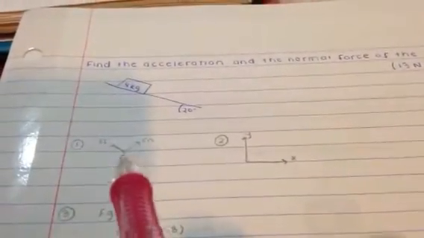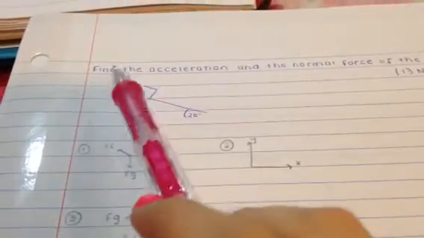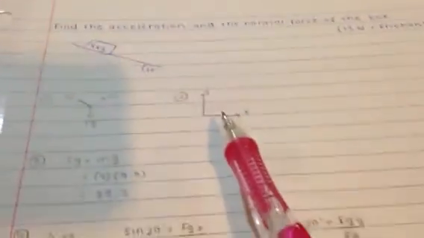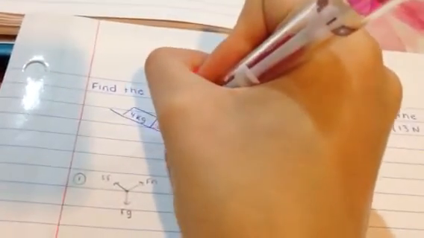To find the acceleration and the normal force of this box, the first step is to do the free body diagram of the box, which will be force normal acting this way, force friction acting that way, and force gravity acting down. Then you have to find the y and the x coordinates of the box, which will be like this. This will be x and this side will be y.